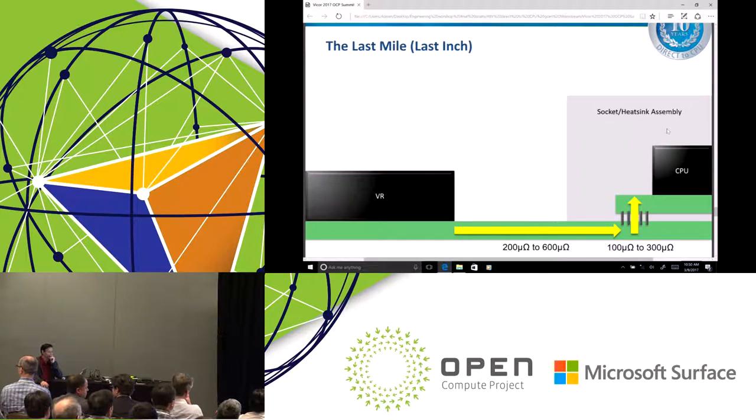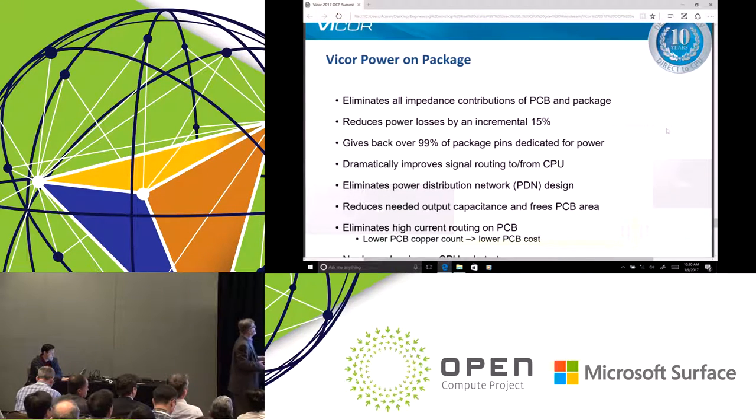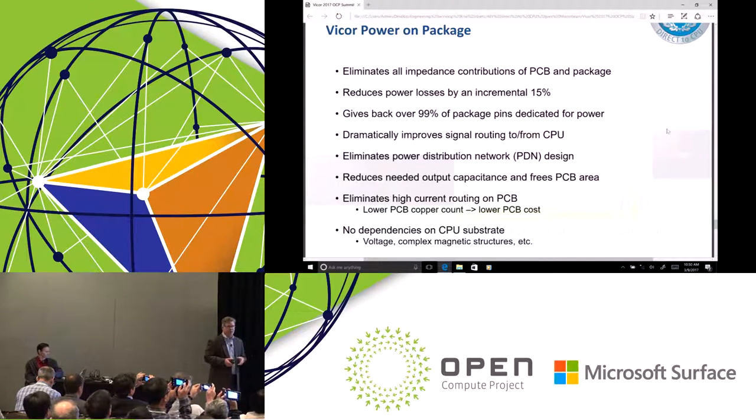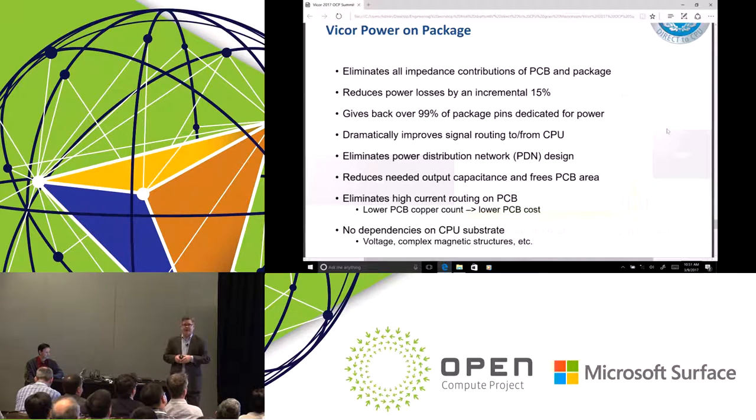So we've eliminated this last inch by taking the VR, specifically the VTM, and moving that in with the CPU. Now if you scroll ahead one. By doing this, we can eliminate the impedance contributions. We can eliminate a further 15% of power loss. We can give back 99% of the package pins on the device. The CPU has 4,000 pins, 800 are dedicated to power. We can give back over 780 pins.